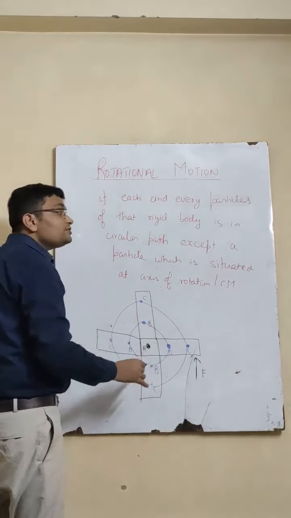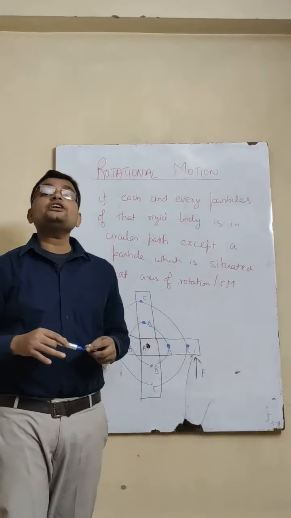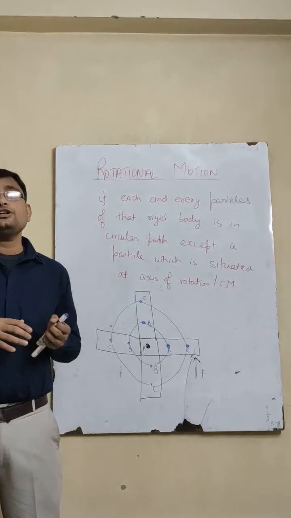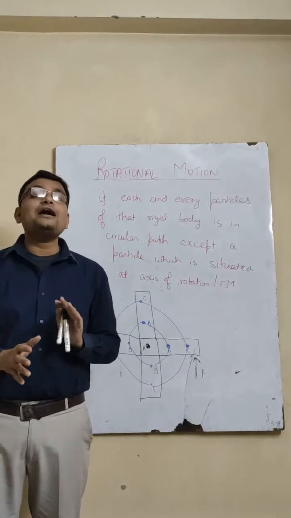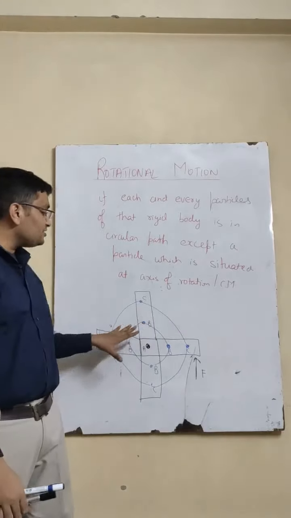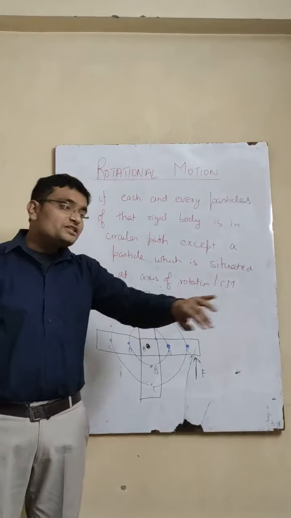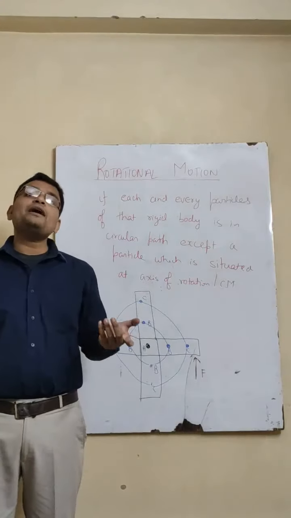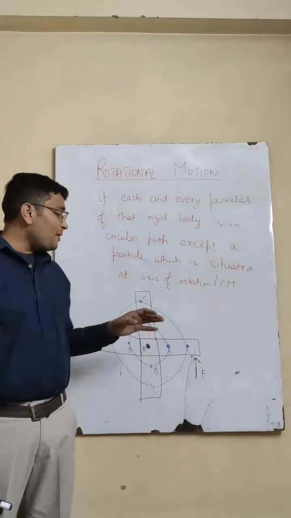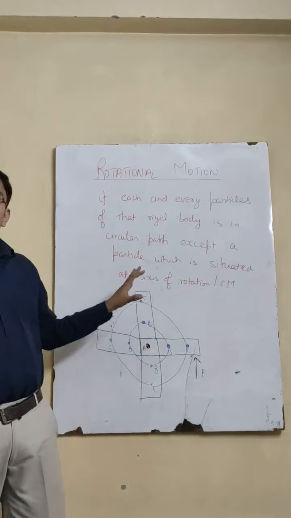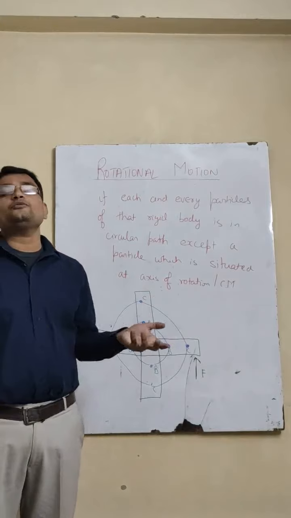Now what is rotational motion? Rotational motion is such a motion in which each and every particle of the body, as you have seen in this figure, moves in a circular path, except which particle? Except the particle which is lying at the CM of the body or at the axis of rotation.